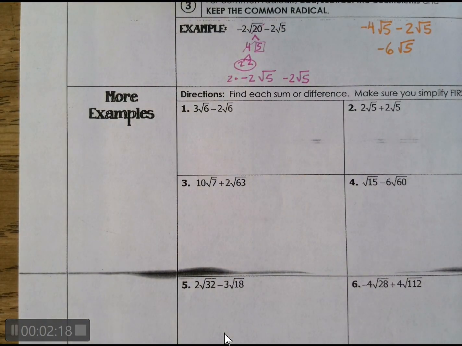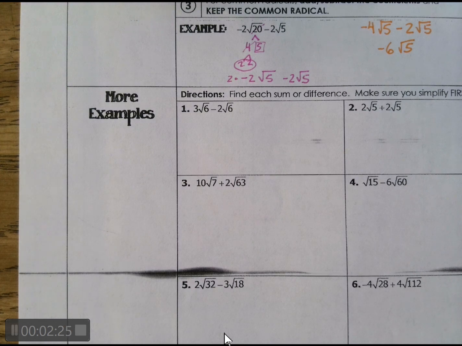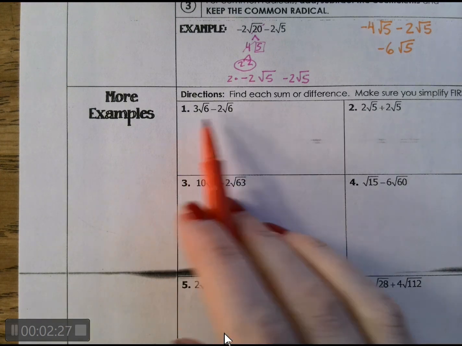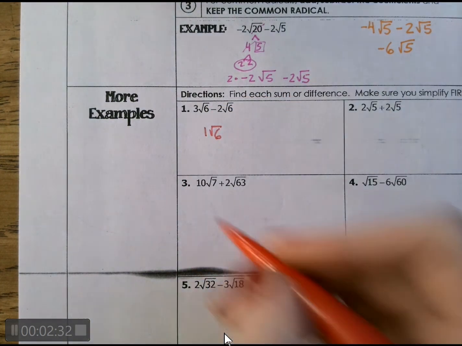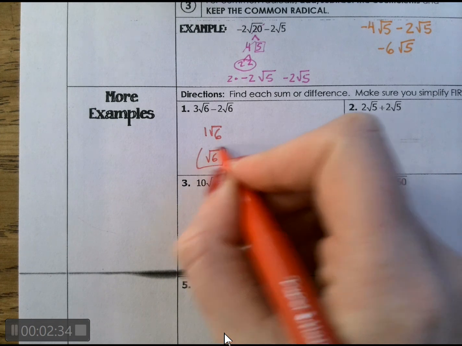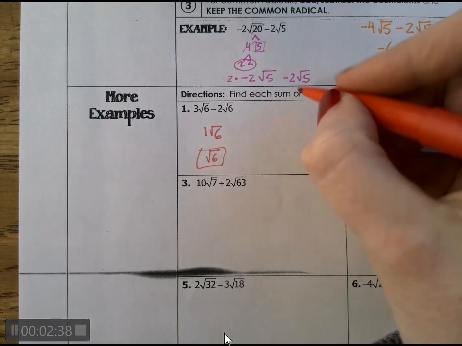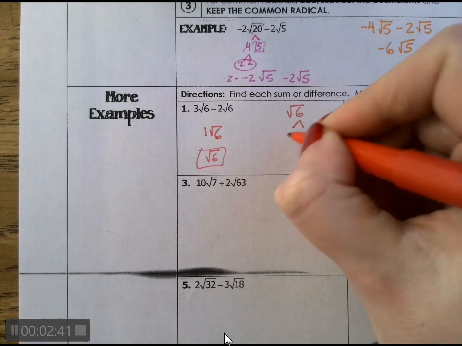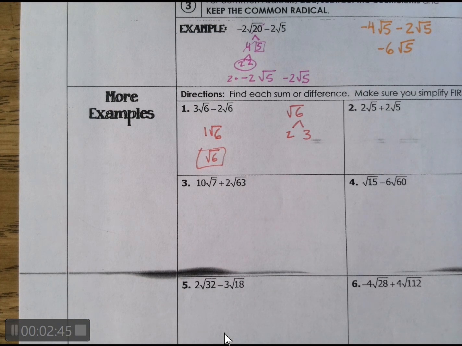So for number 1, do we have the same radical? Yes, we do. We have square root 6, square root 6. Very good. So now we're just going to do 3 minus 2 will give us 1 square root 6, which we can just write as square root 6. And we should know by now, just to make sure, that square root 6 gives us 2 and 3, but both of those are prime numbers and we don't have any pairs. So square root 6 is just always going to be square root 6.